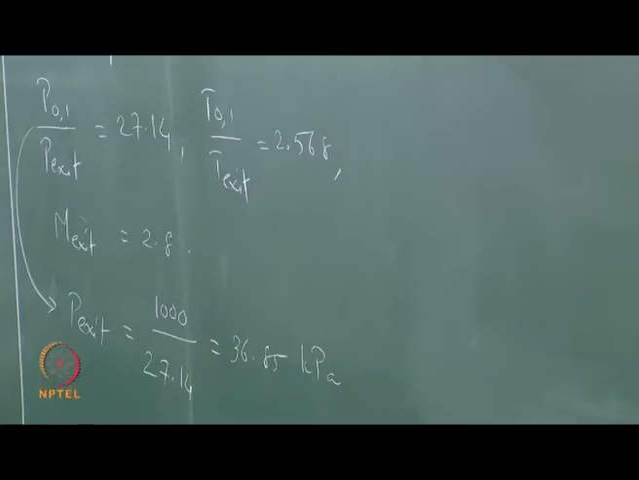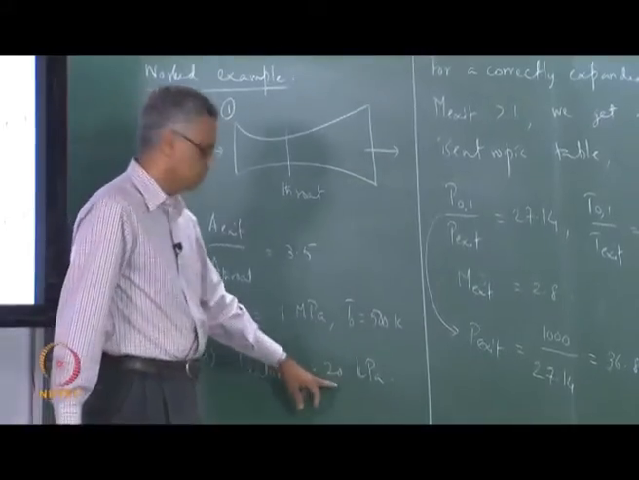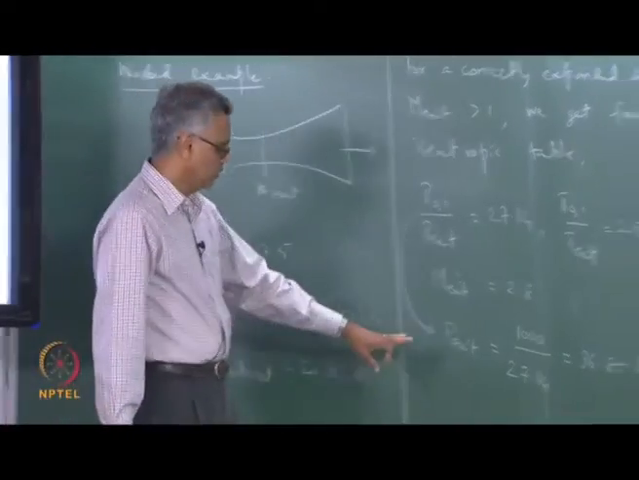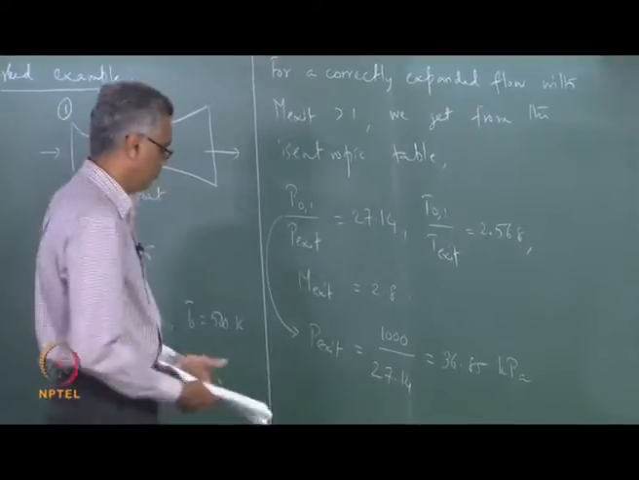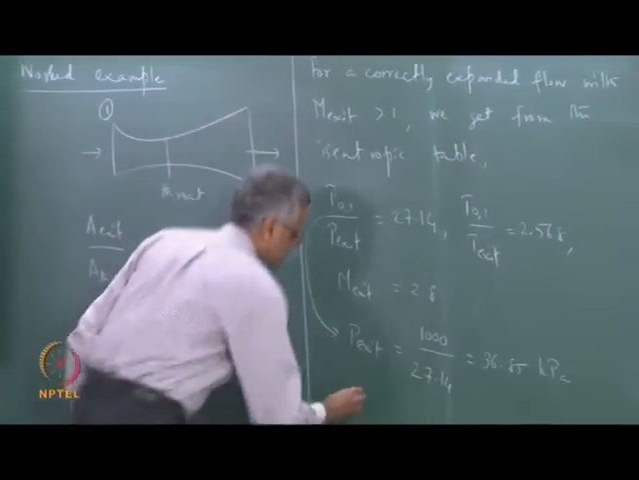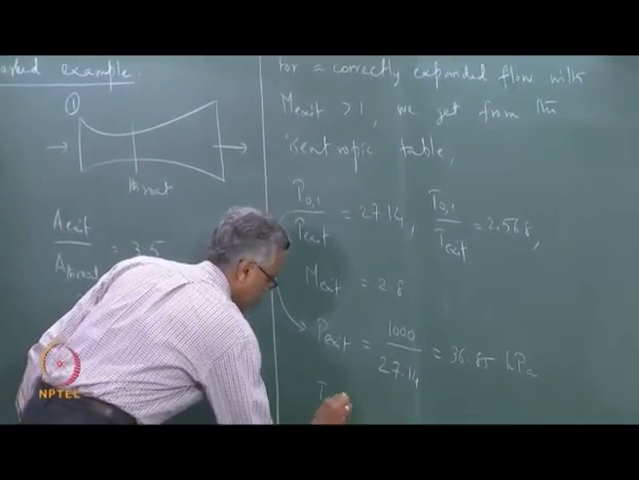So, the given value of exit pressure, ambient pressure is 20 kilopascal. So, there are no issues. So, the flow is actually under expanded, right. So, the flow is under expanded. So, T exit can also be calculated from the above expression.